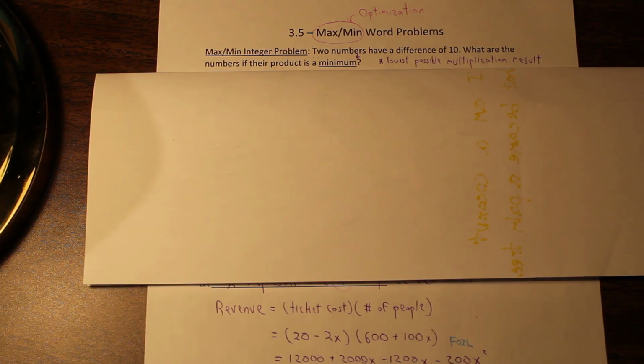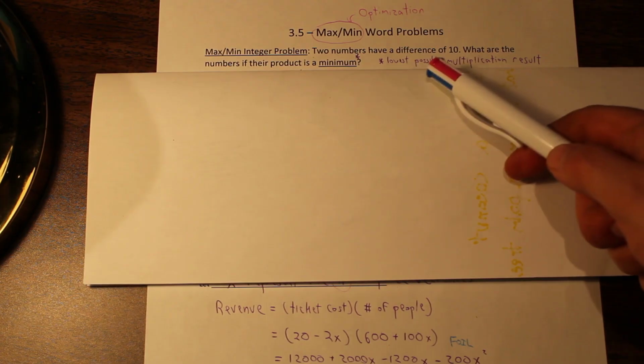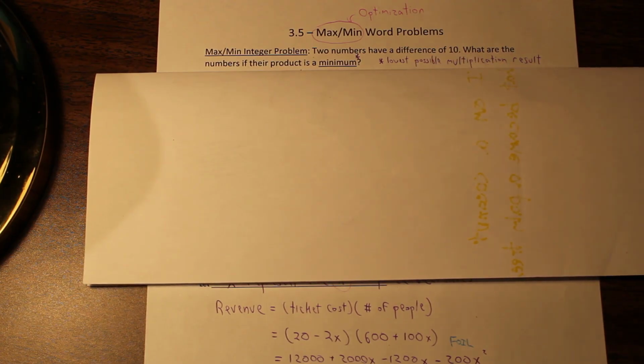So let's go. This first question says there's two numbers that have a difference of 10. What are their numbers if their product is a minimum? Well, what the heck does that mean? It's probably the most common question I get. And when we say the product is a minimum, that's the lowest possible multiplication result.